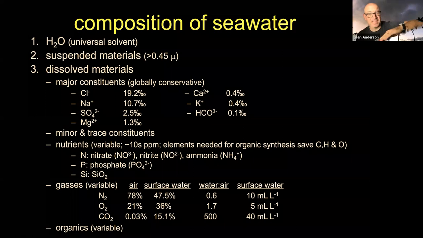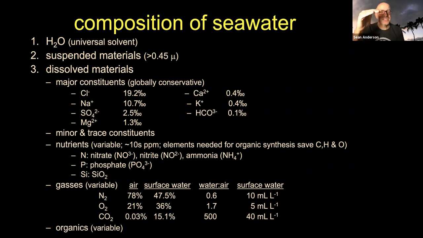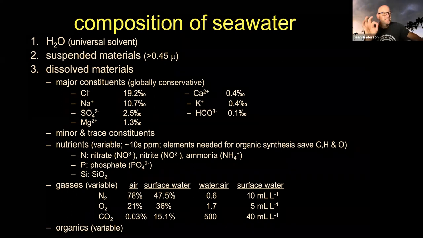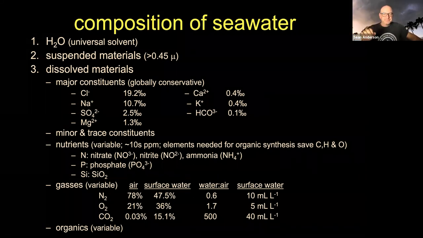Stuff that's smaller than that is usually referred to as the dissolved material. Of the dissolved stuff, which is where all the interesting chemistry is happening, we have several key components you should know about. One is the major constituents. The major constituents are generally the same pretty much anywhere we go, by and large. There's little teeny differences, but by and large, these numbers are pretty solid. If we're in India, if we're in the Mediterranean, if we're in the Antarctic, wherever.